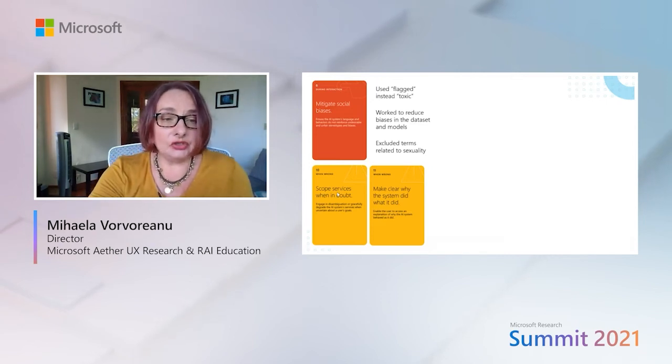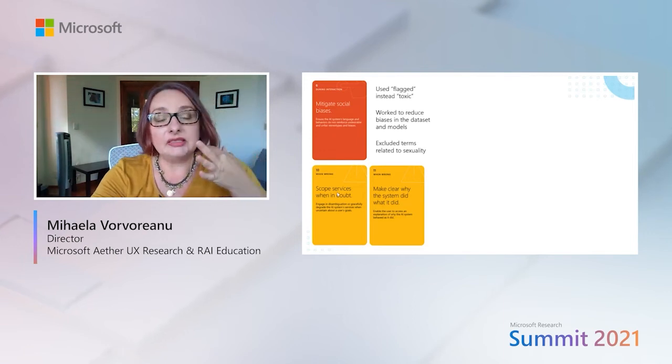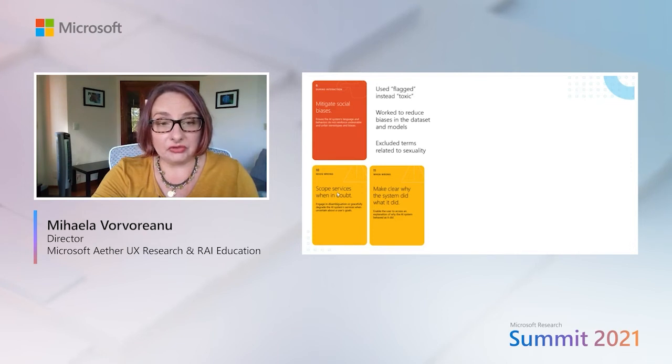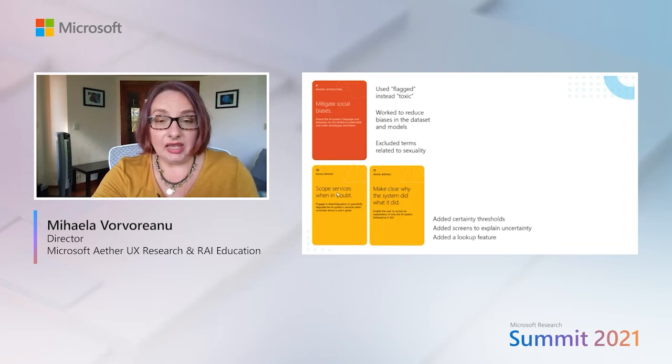Guideline 10, scope services when in doubt. This deals with how the system deals with its own uncertainty when it's not really sure about the user's goals. And Guideline 11, make clear why the system did what it did, which were also high priority. To address these guidelines, the team added certainty thresholds and calibrated them so that flagged search items would be shown when the certainty was high.